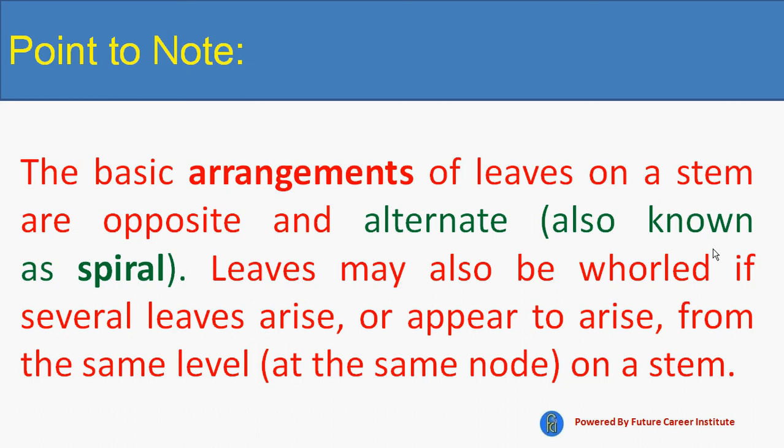Now, here's the point to note. The basic arrangement of leaves is either opposite or alternate. However, when only one leaf arises from one node, we call it alternate phyllotaxy. It is also known as spiral phyllotaxy. If more than two leaves arise from one node, we call it whorled phyllotaxy.